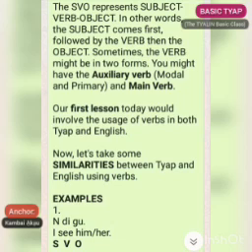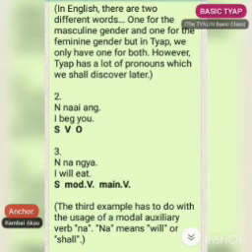For example, Indigo. Indigo. I see him or her. You can see N stands for I, D stands for C, and Gu stands for him or her. In English, there are two different words, one for the masculine gender and the other for the feminine gender. But in Tyap, we only have one for both. However, Tyap has a lot of pronouns which we shall discover later.